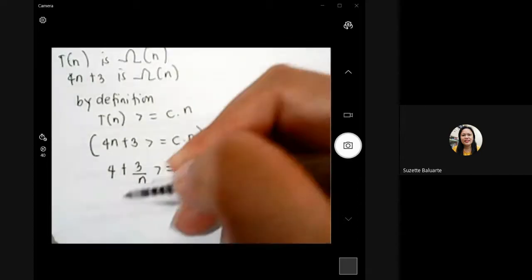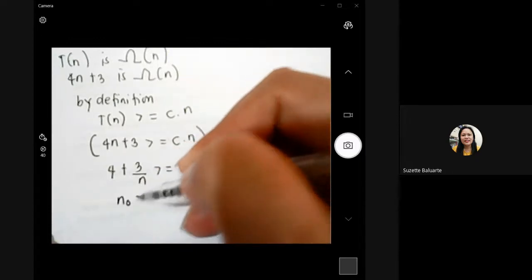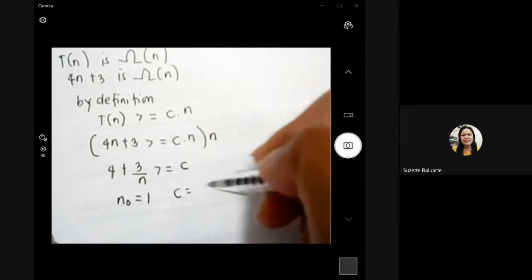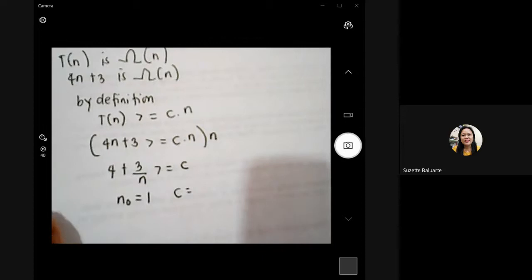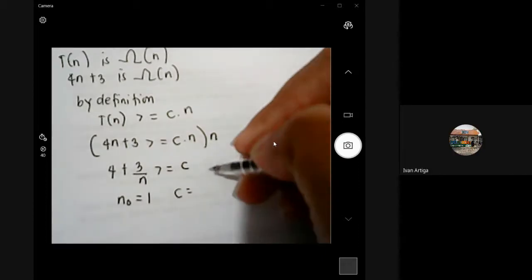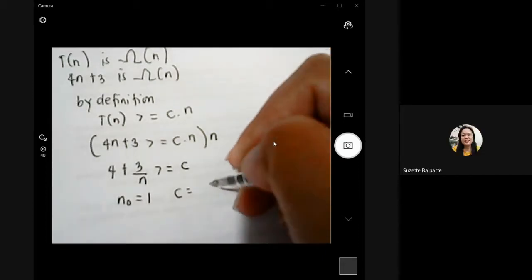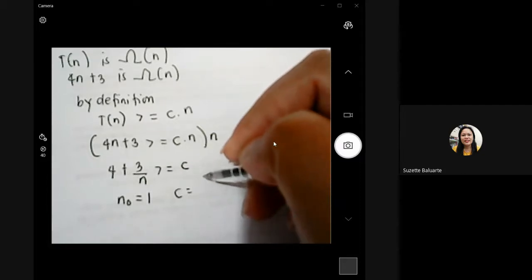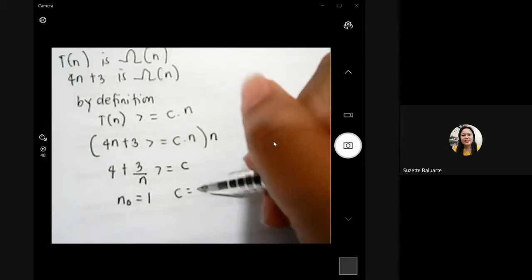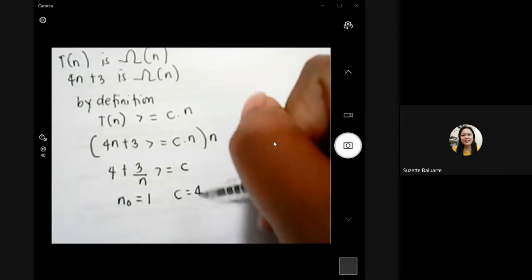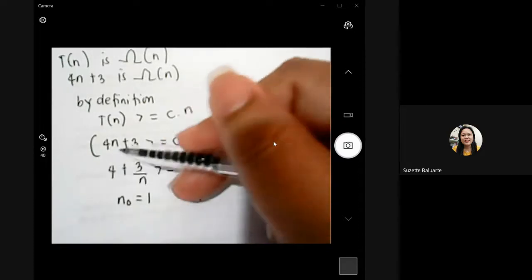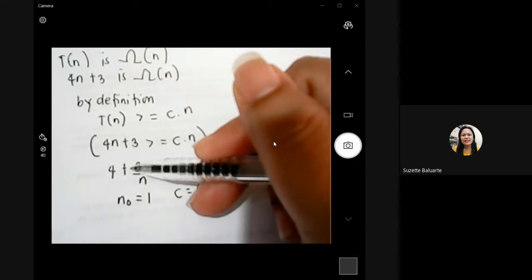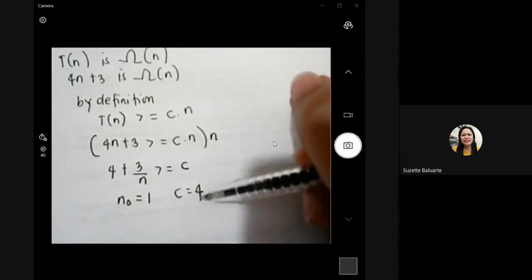Now, if your n sub 0 is equal to 1, what is your C? 7, miss. 7. Okay, this is how it goes. It would be the opposite way. So the answer is 4. You just look at that. Okay? So 4.